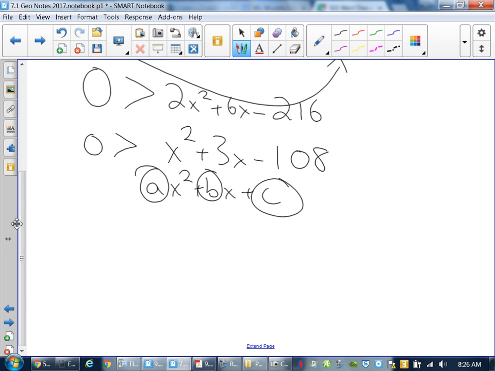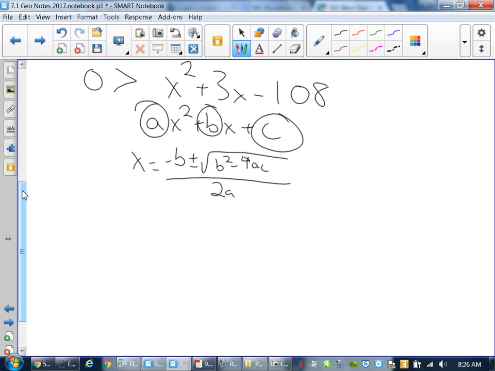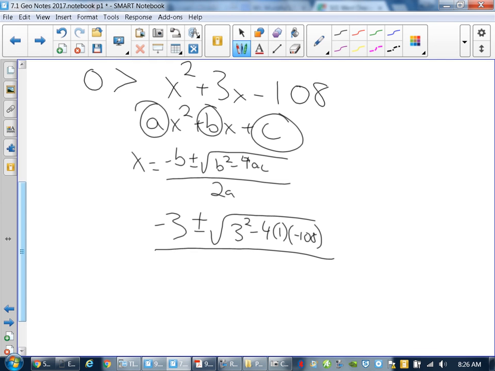So we start using this. What's a 6 divided by 2? The only reason why I divided it by 2 is it just makes the number smaller. You don't have to, because it would simplify later on anyway. So if I go through this, what's the opposite of a positive 3? Then I have 3 squared minus 4 times 1 times negative 108, all over 2, because it's 2 times 1.